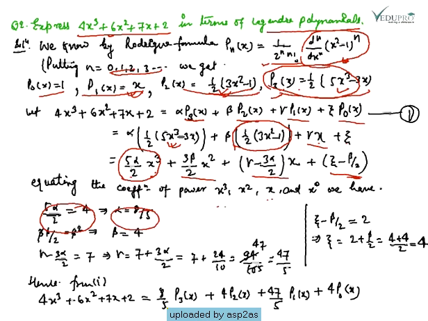Second, if we equate the power of x square, then we have 3 beta upon 2 is equal to 6, which implies beta is equal to 4. Now equating the power of x to the 1, we have gamma minus 3 alpha upon 2 is equal to 7, which implies gamma is equal to 7 plus 3 alpha upon 2. So here gamma is equal to 47 upon 5 after simplifying.